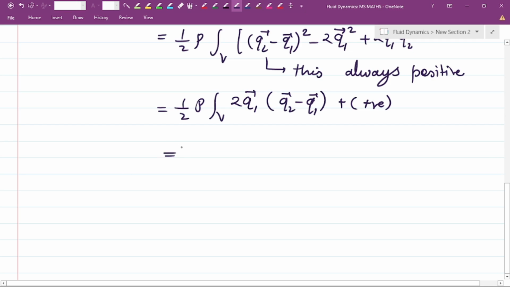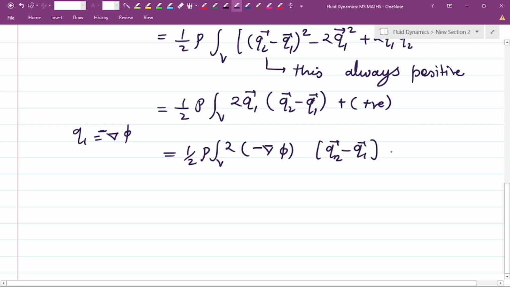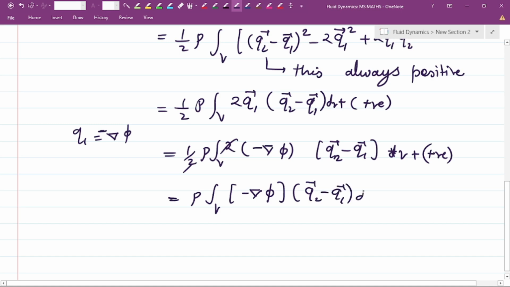So if q1 is basically the potential function, minus delta phi, so it is 1/2 rho over v, it is 2 minus delta phi, and it is q2 vector minus q1 vector into dv, yes, there is dv also, plus some positive quantity. Okay. Here, this 2 and this 2 will get cancelled, then it is rho over v, this will be minus delta phi, and q2 minus q1 vector dv plus some positive quantity.